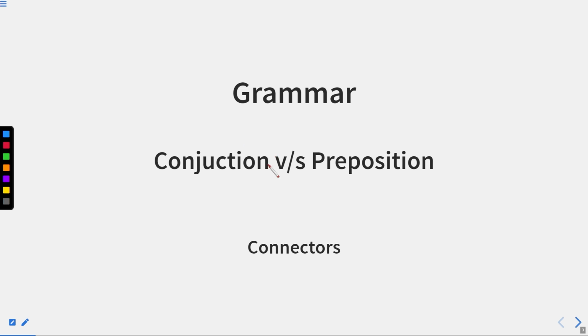Now, first we will discuss conjunction versus preposition. It means first we are going to discuss the difference between conjunction and preposition. Only after that, we are able to decide whether to fill a connector related to conjunction or preposition in the sentence to complete it or to connect the sentences.